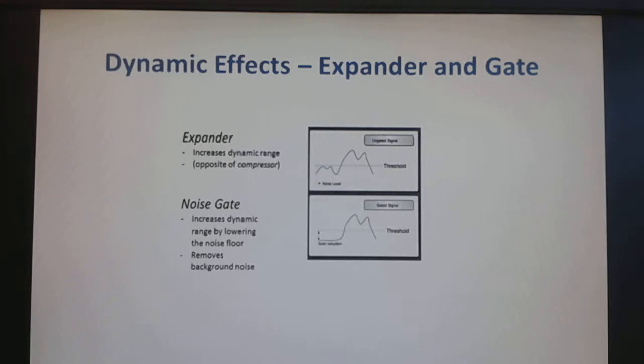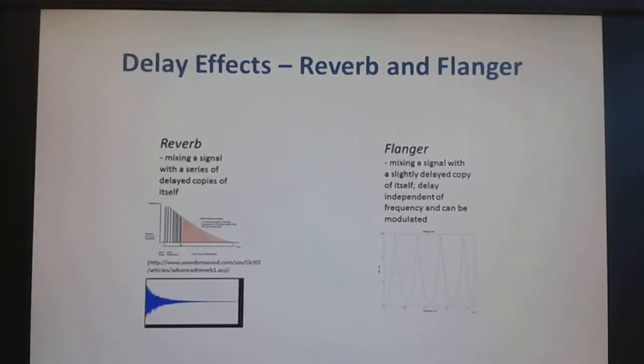Dynamic effects such as expander is just the opposite of the compressor. Instead of limiting the dynamic range, expander will increase that range, and one of these is the noise gate, which will increase the dynamic range by lowering the noise floor, and you can use this to remove background noise. The delay effects, first one we have is reverb.